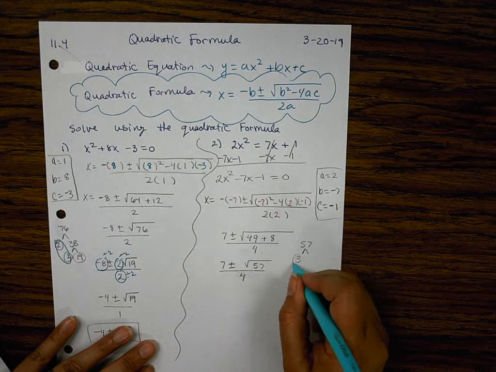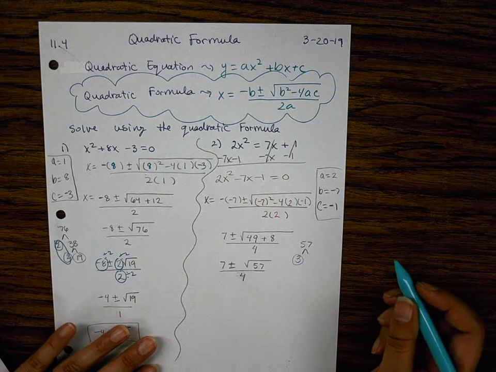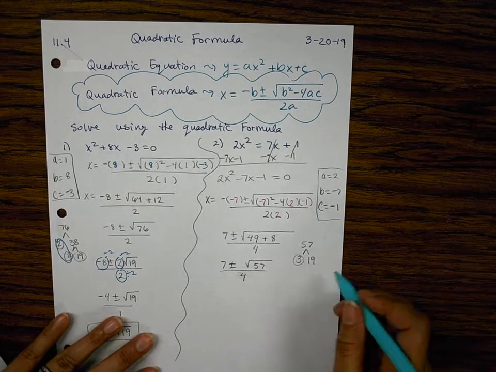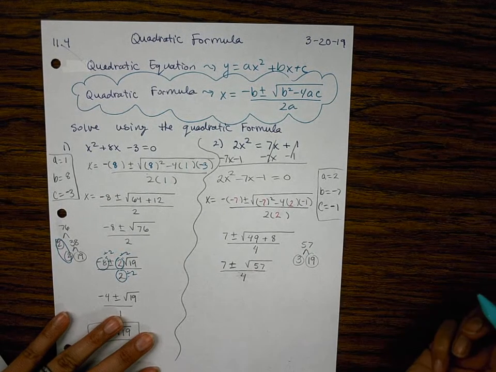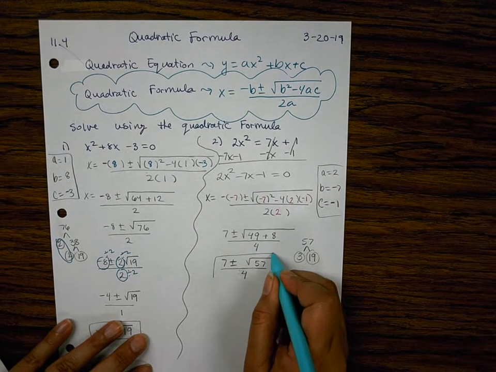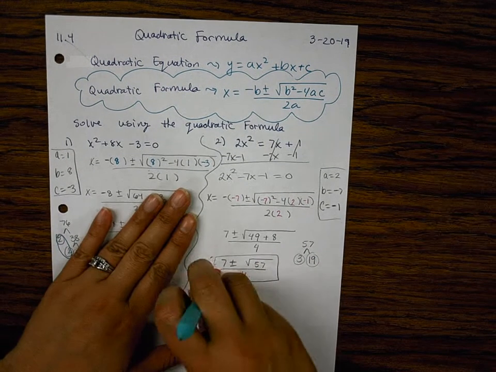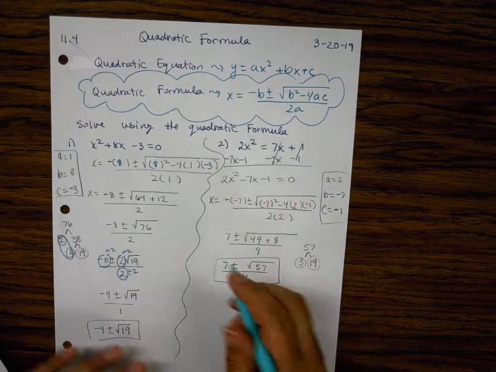57 is not a perfect square, so try to break it down. 57 does divide by 3. 57 divided by 3 is 19. And no pairs come out. 3 and 19 are both prime, so this is your answer.